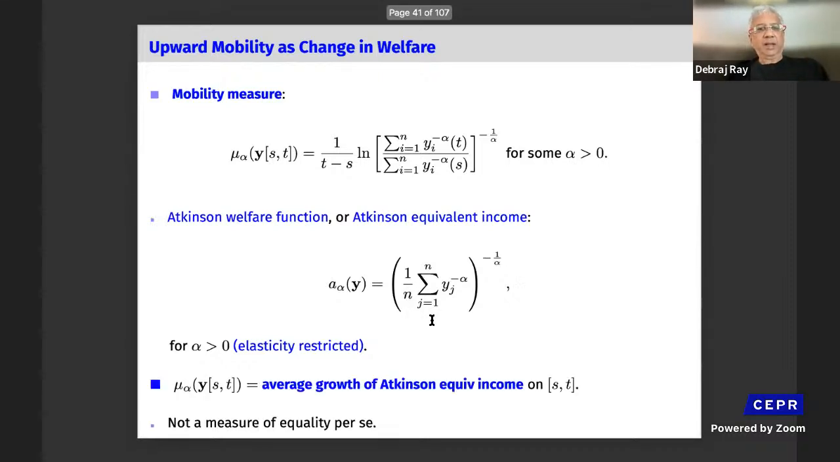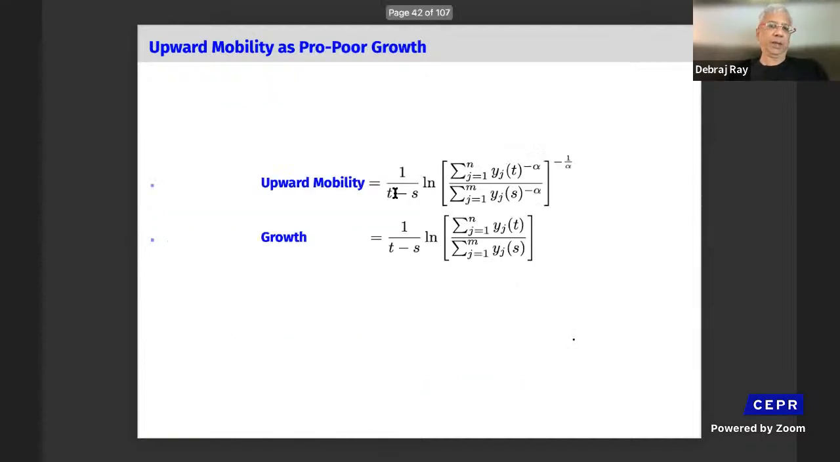But it turns out that this object, our mobility measure, is the average growth of Atkinson welfare, or what is called Atkinson equivalent income, right? It's the same thing, Atkinson's equivalent income, between time S and T. Okay, so that is the welfare interpretation of the measure. But notice that the mobility measure itself is not a welfare function. It is a change in the welfare function, where the welfare function comes from Atkinson.